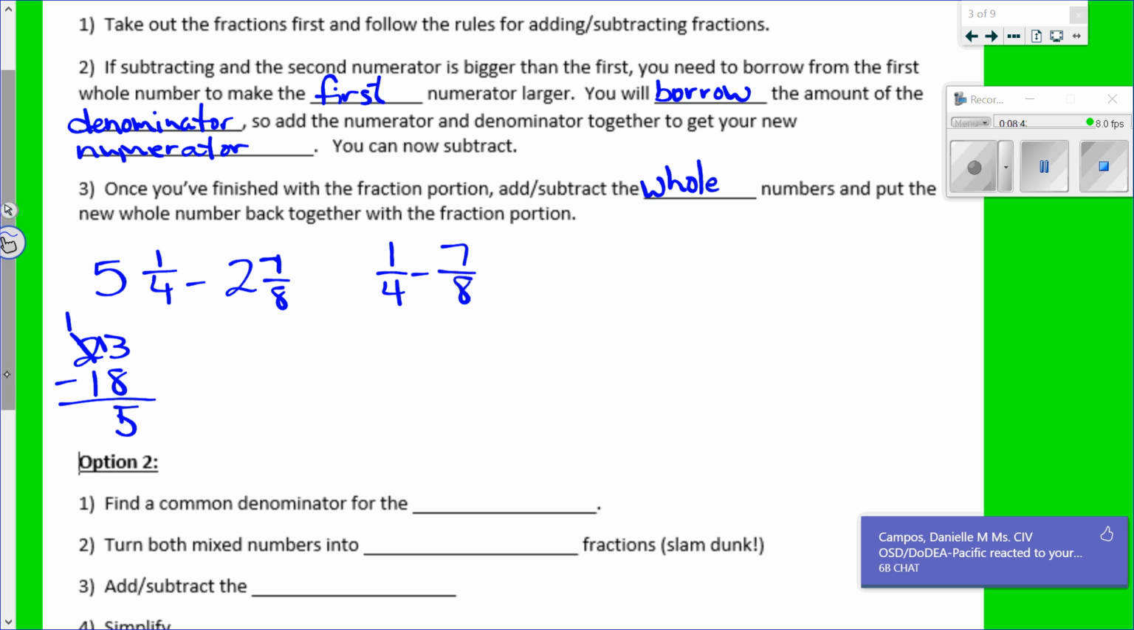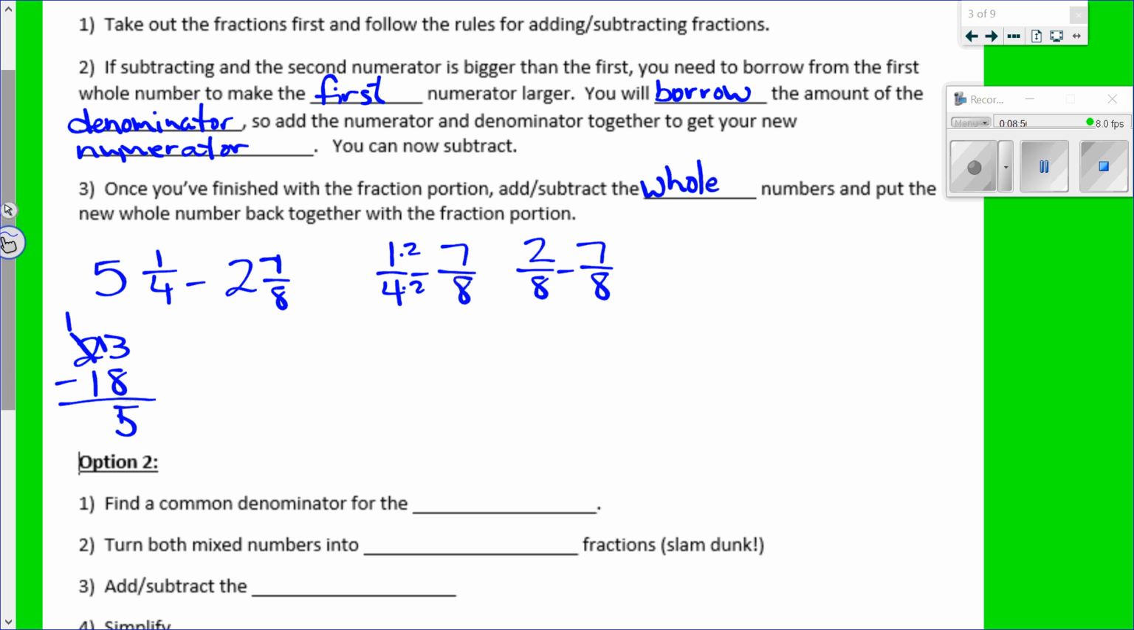What's the first thing I need to do? Common denominators. So that's going to be what? 8. So I'm going to do times 2. So that now gives me 2/8 minus 7/8. Everybody tracking so far? Can I do 2 minus 7? No. So what am I going to do? Take 1 away from 5 and... So I'm going to borrow. So what did I just borrow?